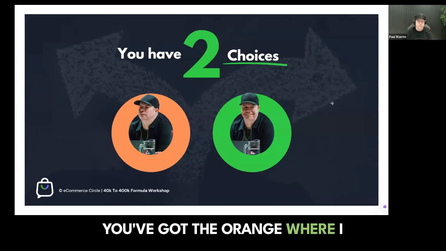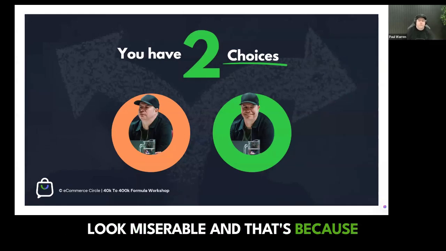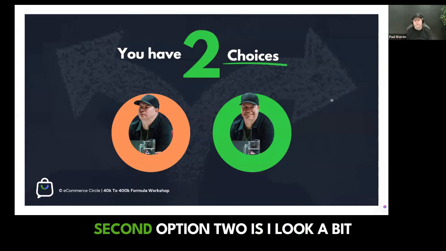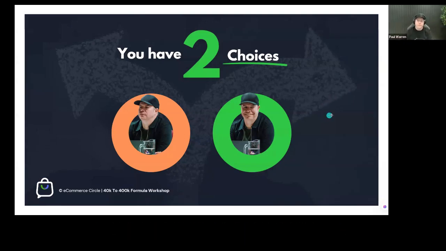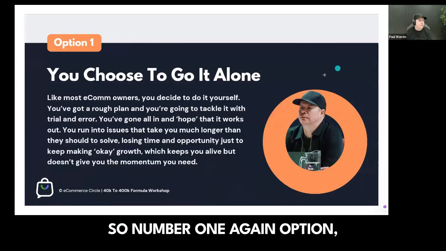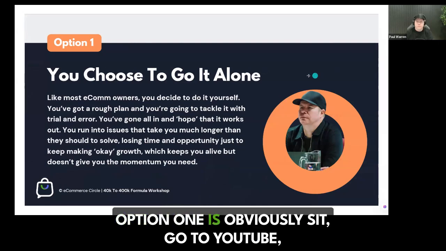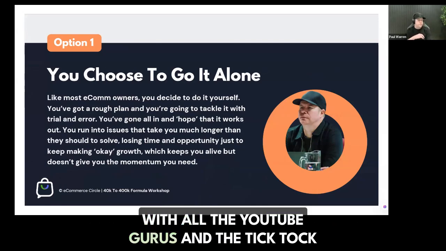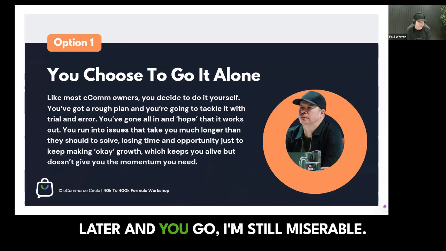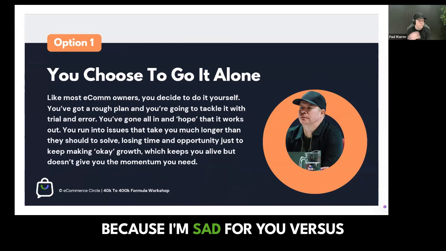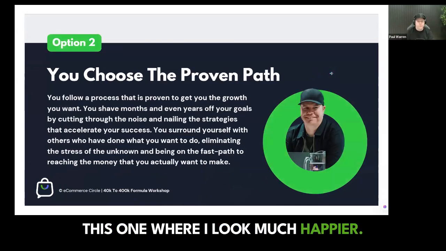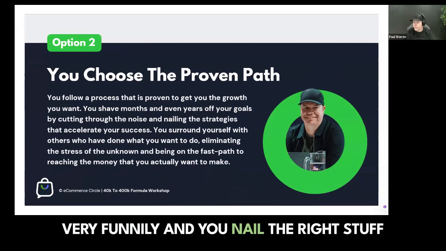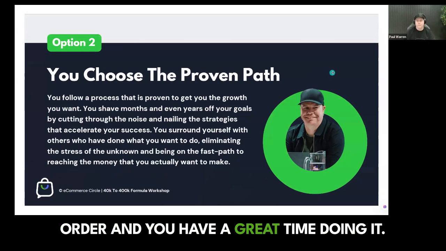Two choices. You've got the orange where I look miserable, and that's because you guys don't do anything and you stay where you are. Option 2 is I look a bit happier because you do what I'm going to say next. So option 1 is obviously go to YouTube, try to figure it out yourself, spin your wheels, waste your time with all the YouTube gurus and the TikTok gurus and go, oh, it's still not working 3 years later, and I'm still miserable. That's why I look miserable, because I'm sad for you. Versus this one where I look much happier, where I go, hey, come follow the proven path, and we do it very quickly and very funnily, and you nail the right stuff at the right time in the right order, and you have a great time doing it.